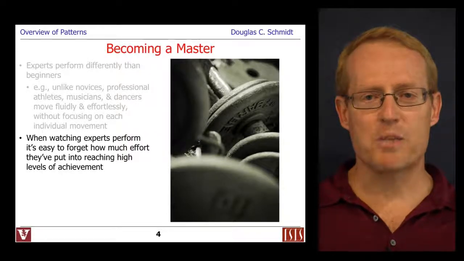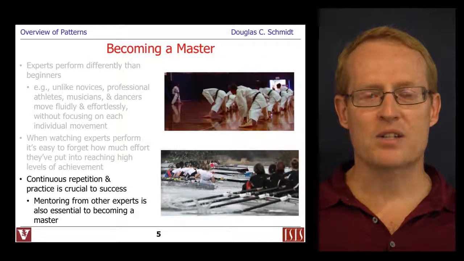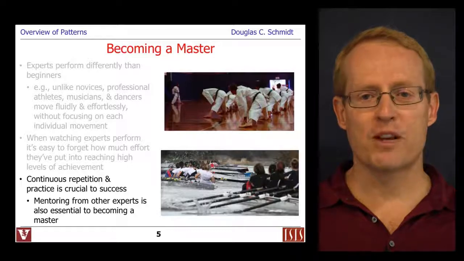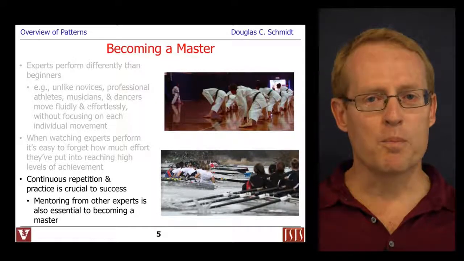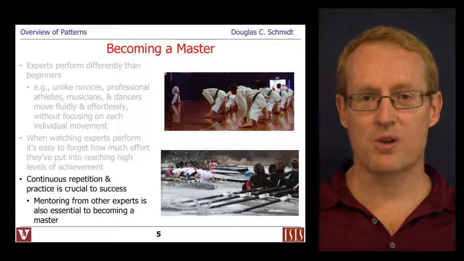One of the crucial aspects of learning to master something is continuous repetition and practice, which is crucial to success. It's also important to be able to have mentoring from other experts who can help to figure out ways to overcome certain deficiencies and roadblocks that you have to your success.